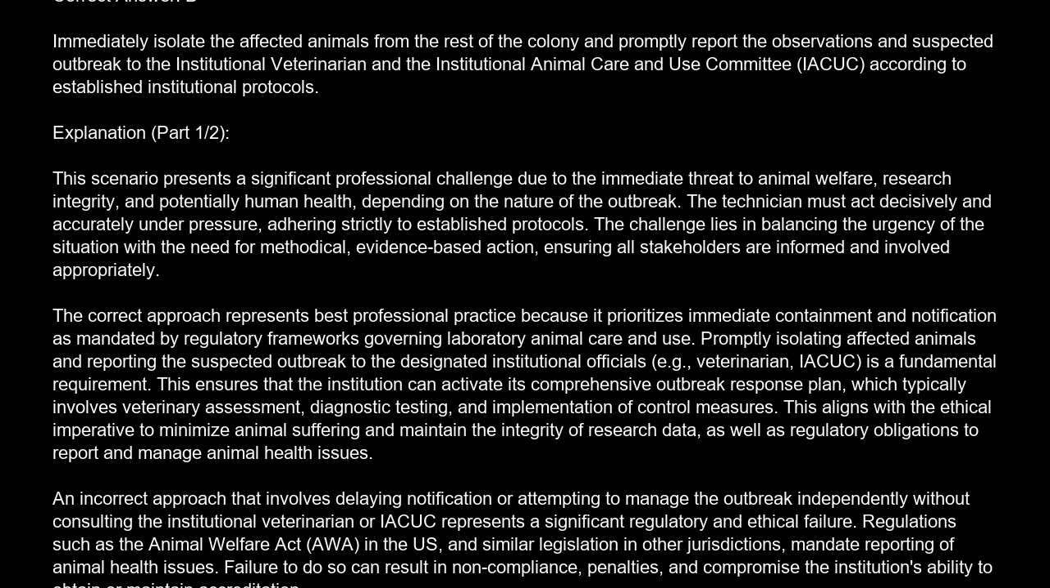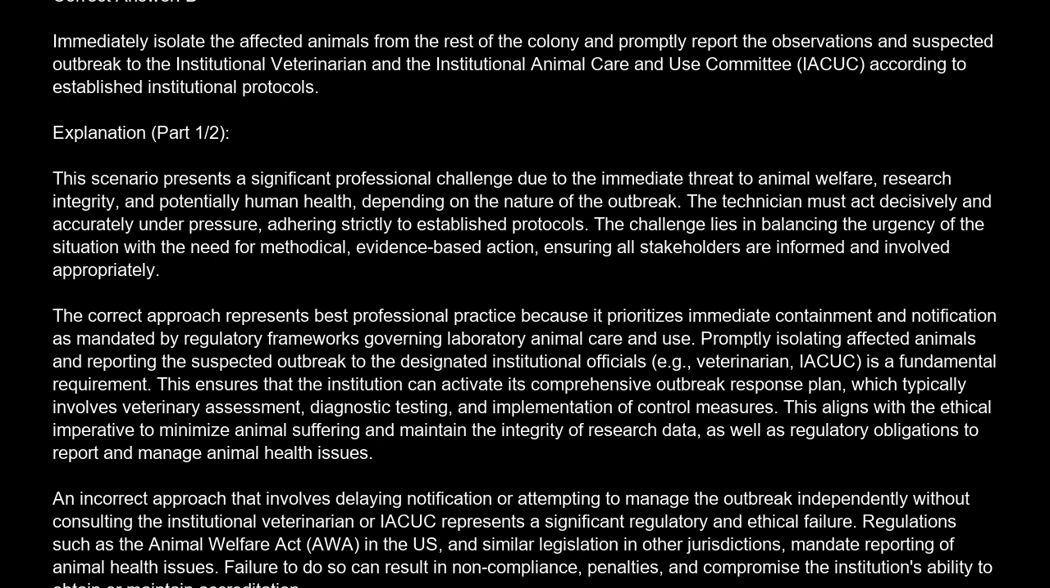The correct approach represents best professional practice because it prioritizes immediate containment and notification, as mandated by regulatory frameworks governing laboratory animal care and use. Promptly isolating affected animals and reporting the suspected outbreak to the designated institutional officials, e.g., veterinarian, IACUC, is a fundamental requirement. This ensures that the institution can activate its comprehensive outbreak response plan, which typically involves veterinary assessment, diagnostic testing, and implementation of control measures.